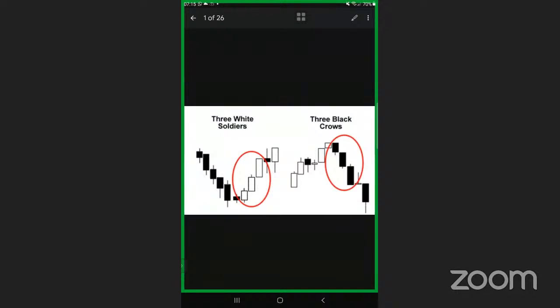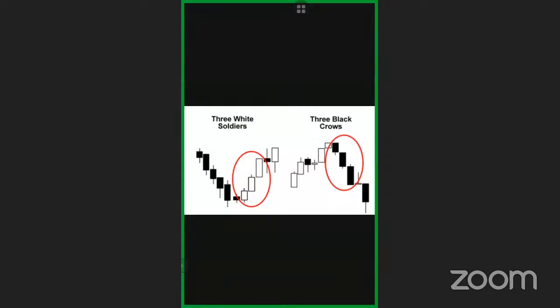The next one is the opposite version of the three white soldiers. These ones are not called soldiers. They are called crows. Yes, they are black, but those ones are white. So these are the three black crows. Let us look at them.